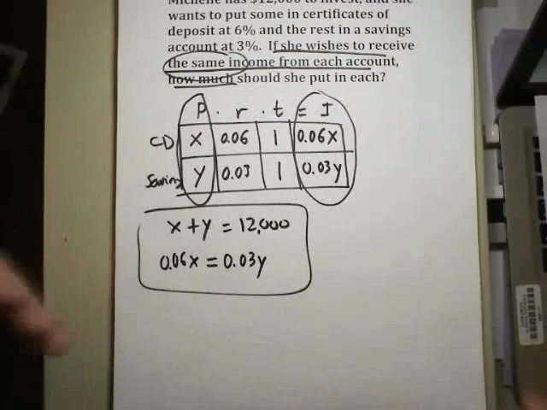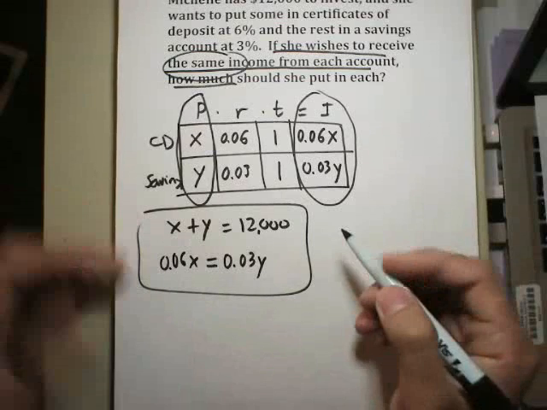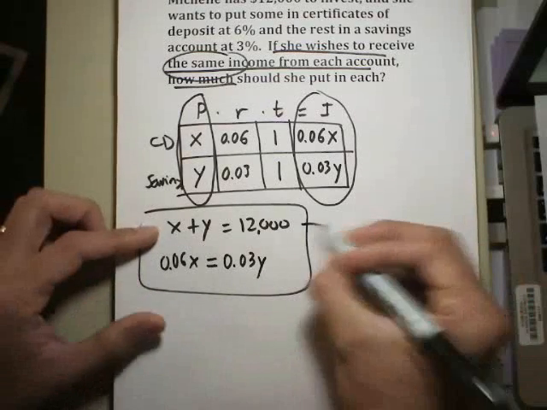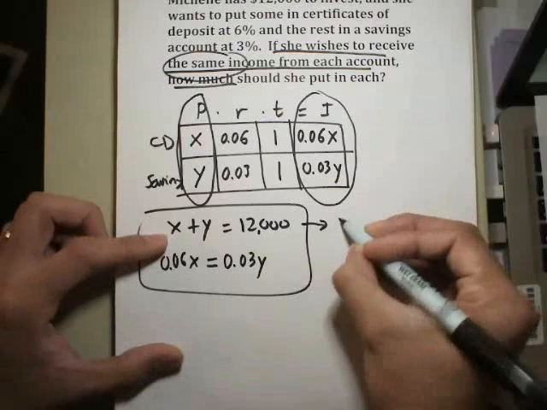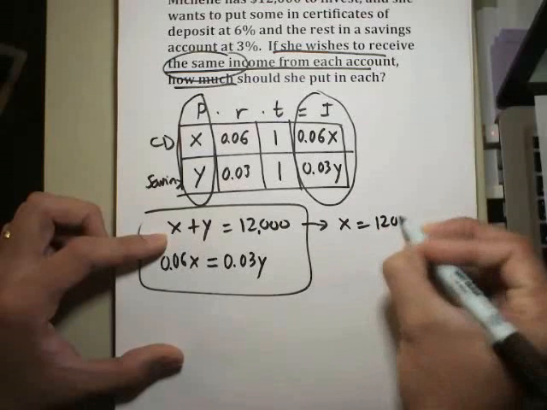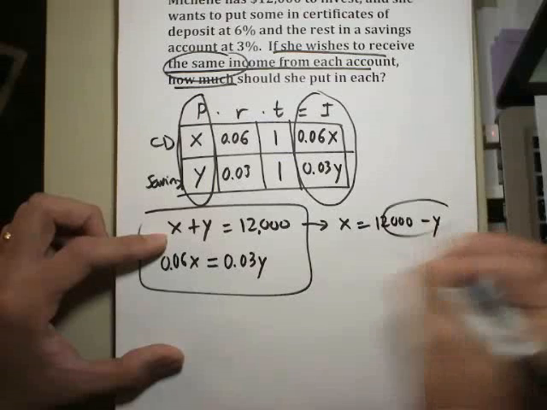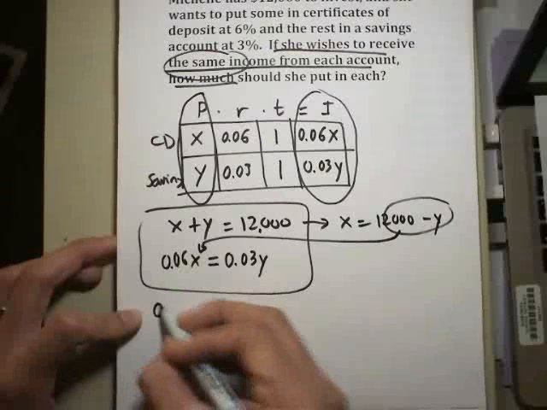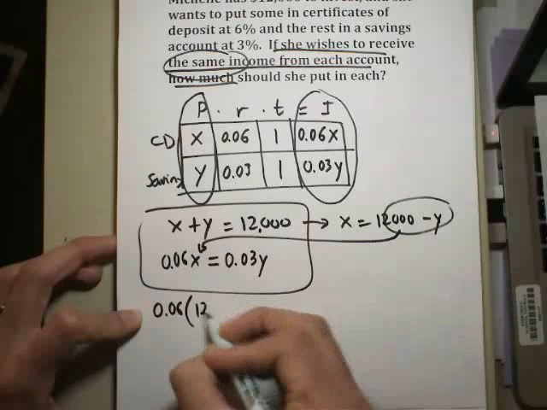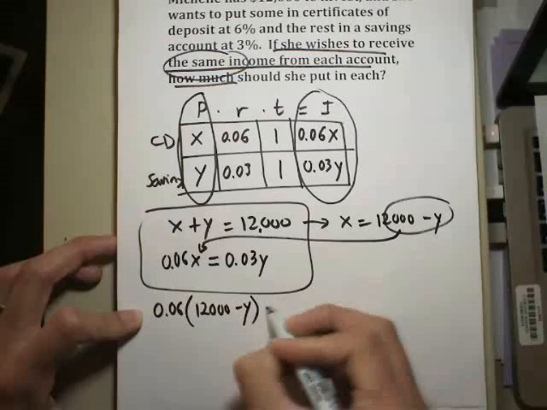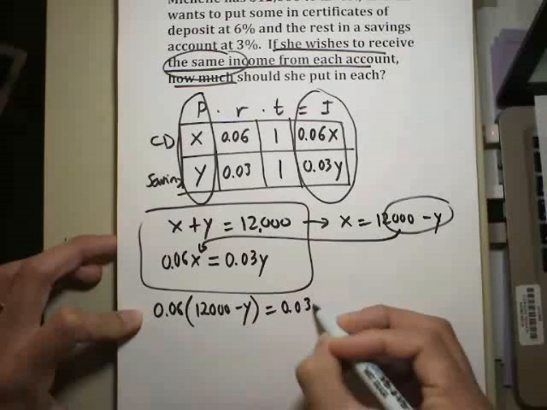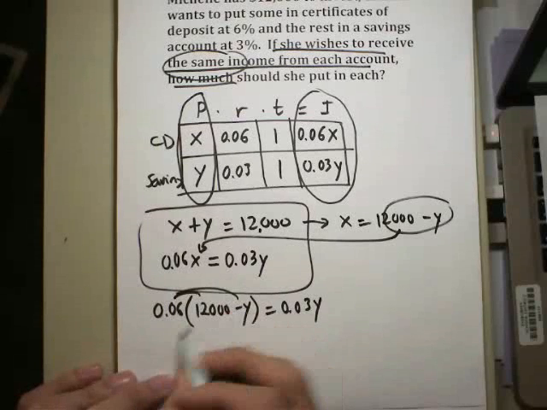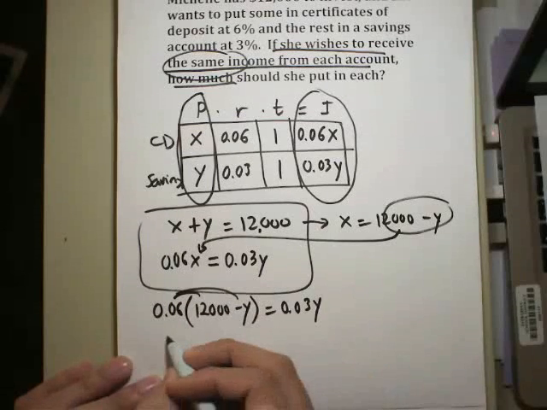And we can just do the same thing once again with the rest to solve for our X and Y using the substitution method right here. We can just say solve for X once again. I would have 12,000 minus Y. And I just substitute that into my other X. So you would have 0.06 times 12,000 minus Y equals 0.03Y. Okay, so you can certainly distribute that.